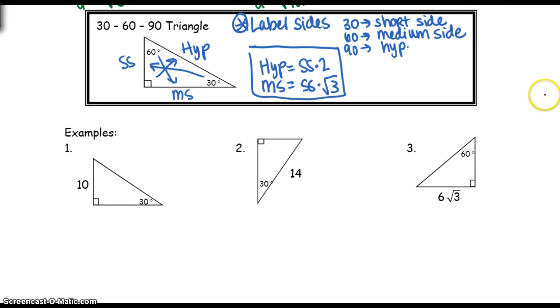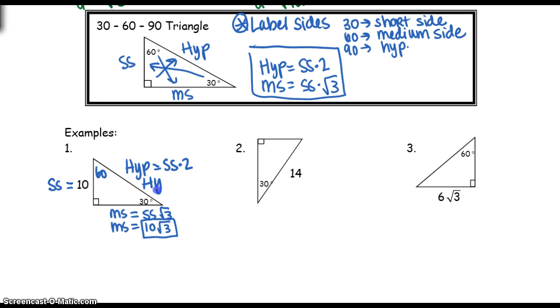So let's move it down here and do some examples. Label first. Across from the 30 is the short side. So this one must be the 60. Across from the 60 is the medium side. And across from the 90 is the hypotenuse. Now you know the short side, right? Well, the medium side is the short side times root 3. So the medium side must be 10 root 3. Done with that one. The hypotenuse we know is the short side times 2.